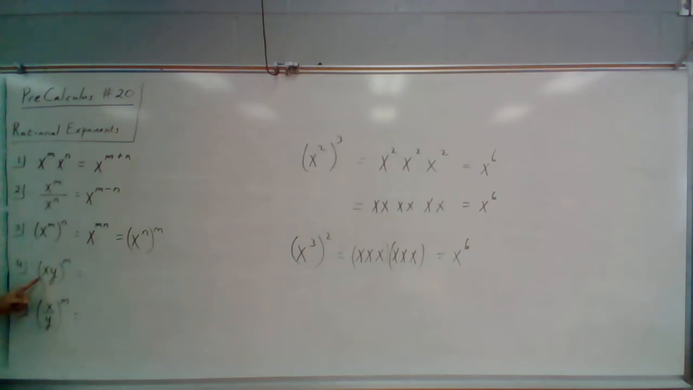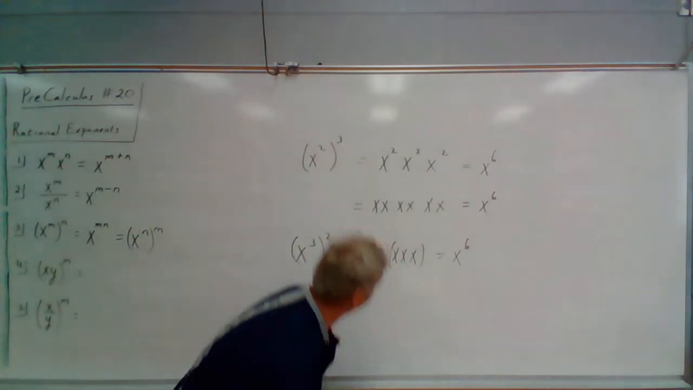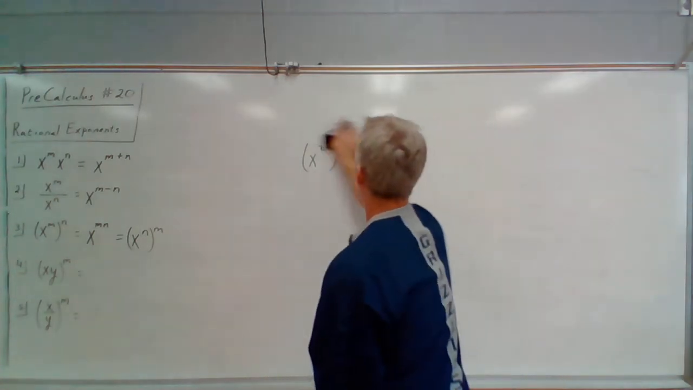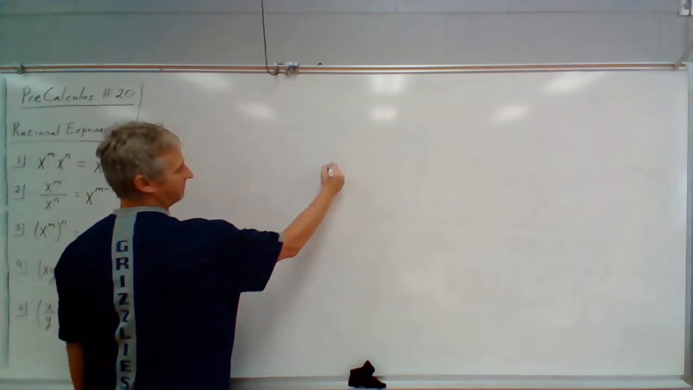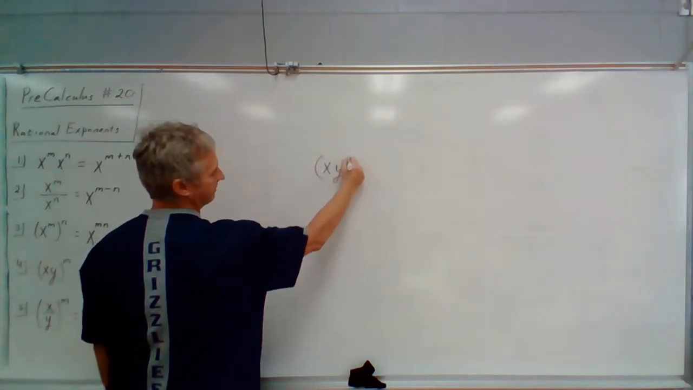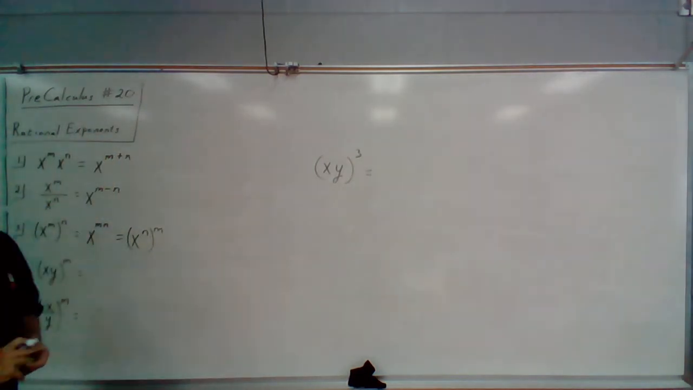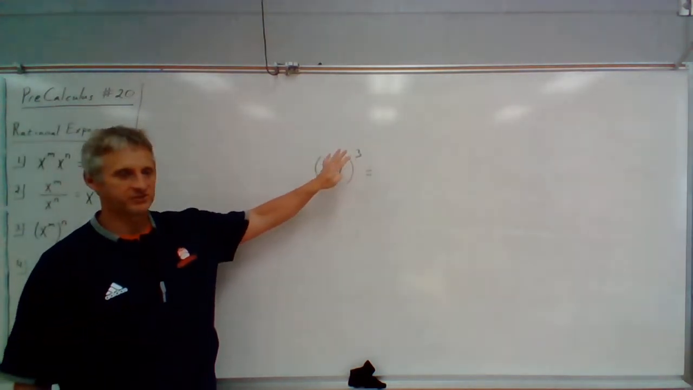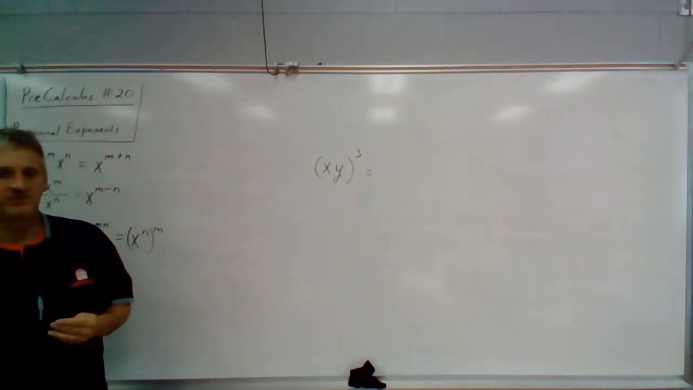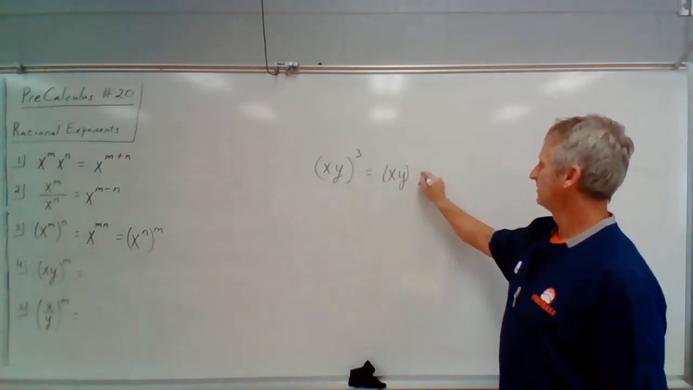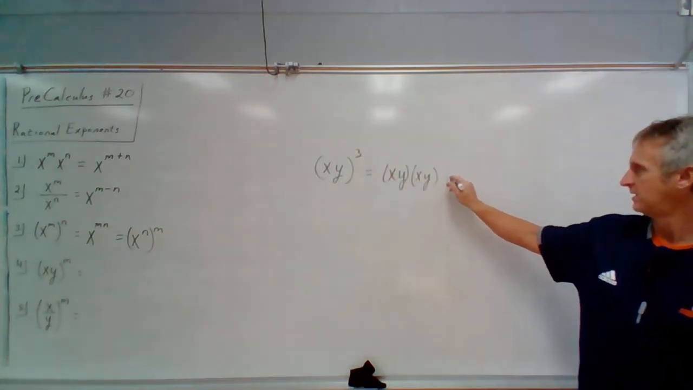All right, so what about this one? x times y, so different bases, all raised to the m power. All right, so let's look at an example. Say we have x times y to the third power. If I raise something to the third power, that means to multiply it by itself 3 times. So this would be xy times xy times xy.